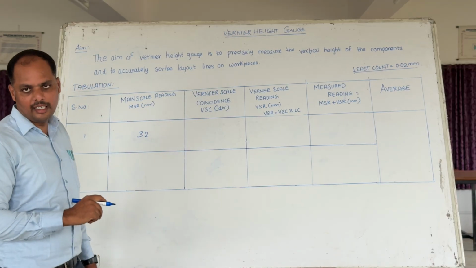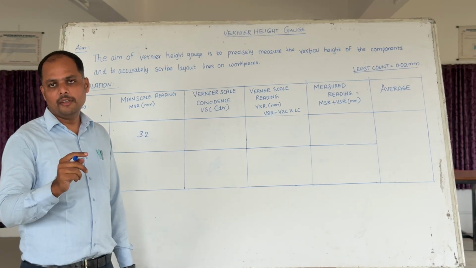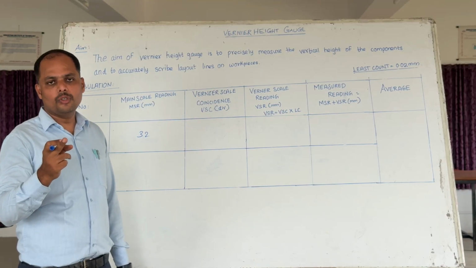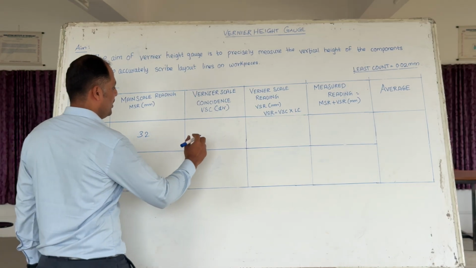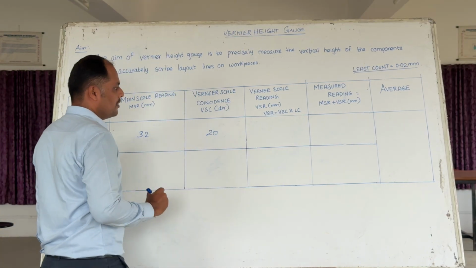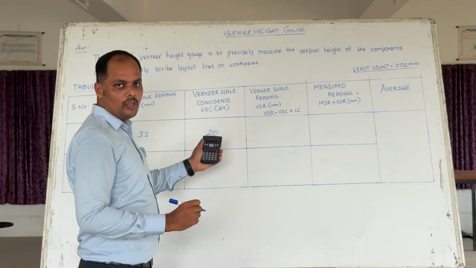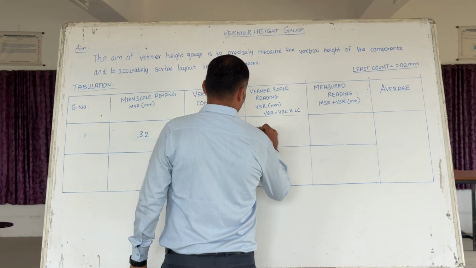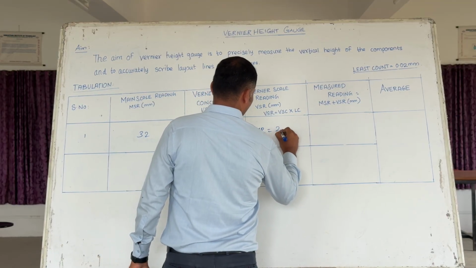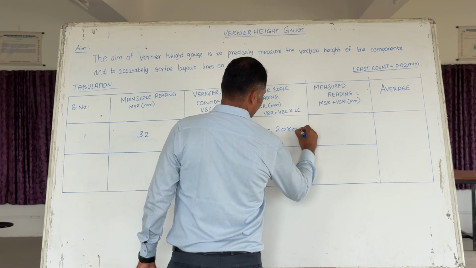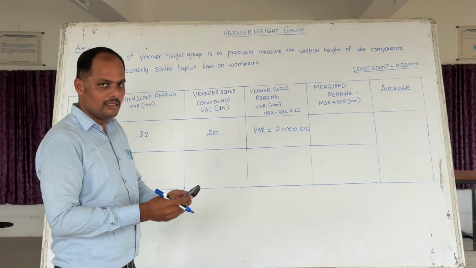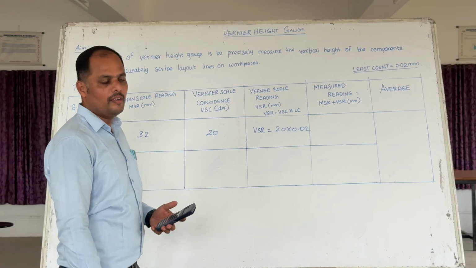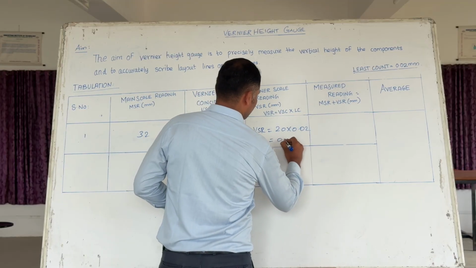Simultaneously we did the Vernier scale coincidence. It comes to 4 rotations, and we convert it into divisions by multiplying by 5, so totally 20 divisions. That is the VSC. After that, the same coincidence value we convert into the least count, so we multiply with the least count. Therefore VSR is equal to 20 Vernier scale coincidence into least count 0.02. 20 into 0.02 gives 0.40.